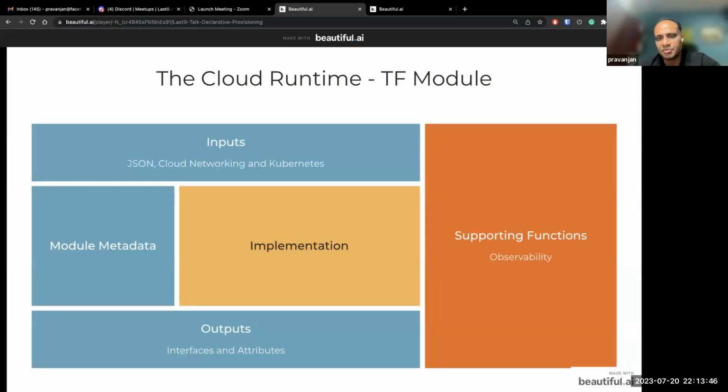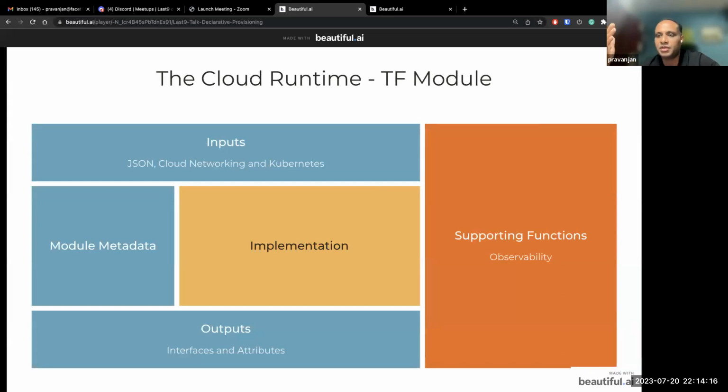Some details about the anatomy of the module: the way that we implement it is to take an input and output specification and carefully design it so that developers can work on top of it and provide certain metadata, and this implementation can have different flavors. So a Postgres can have various cloud flavors, Kubernetes flavors, some third-party managed provider flavors, and things like that. And add supporting functions like observability as an orthogonal function to it.